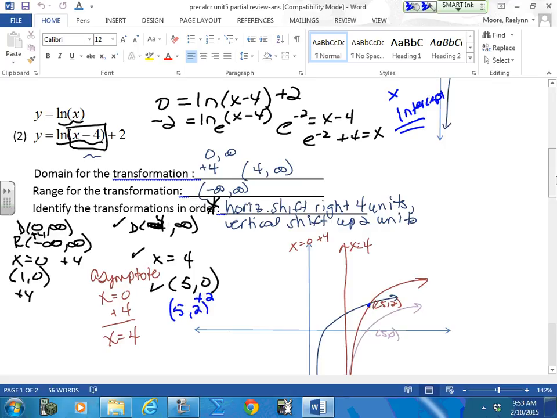Just throw that in your calculator. And what's nice about this is, when you graph this, if you identify this point 5, 2, when you graph it, you'll see that on your new graph. Whatever this comes out to be for your x-intercept, you'll be able to take that x value and stick it in there, e to the negative 2 plus 4, and then it will give you a return of 0.